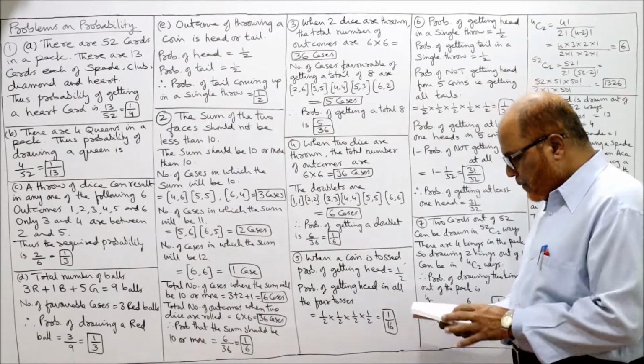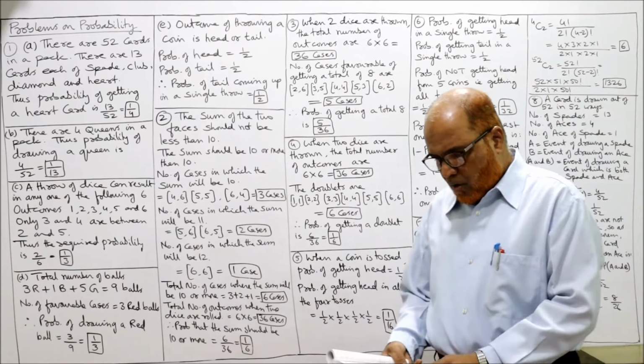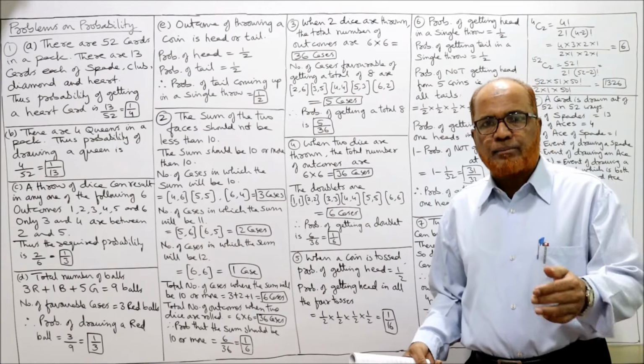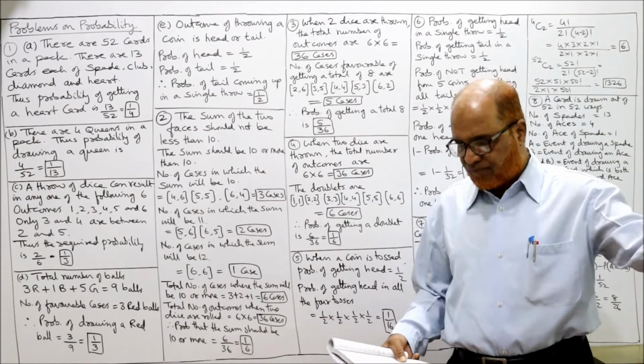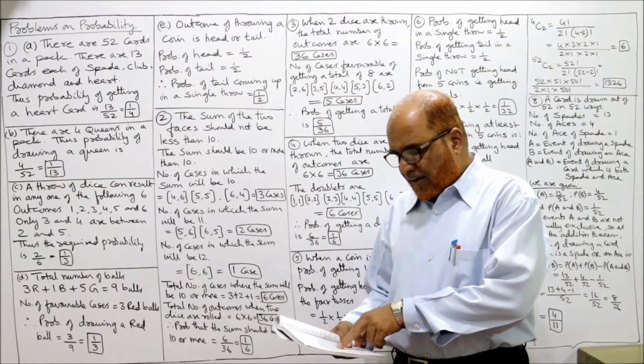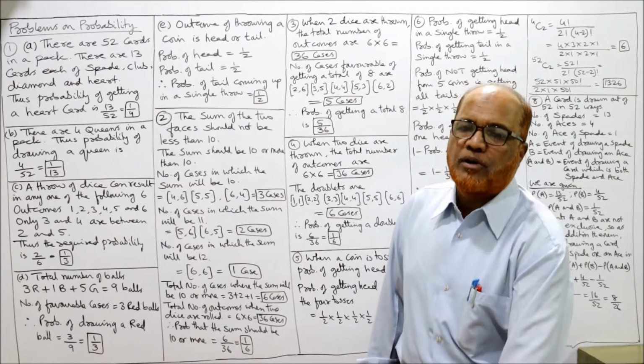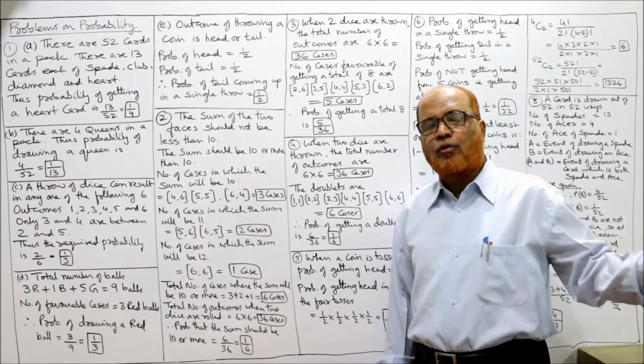Next, problem number 5 you see. A coin is tossed 4 times. One time, then second time, third, fourth. Then find the probability of getting head all the 4 times. What is the probability of getting head in all the 4 times?